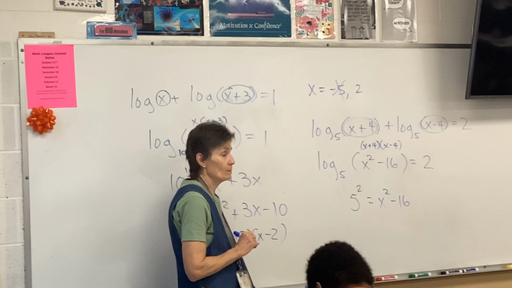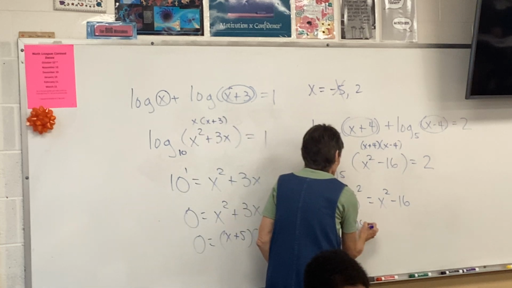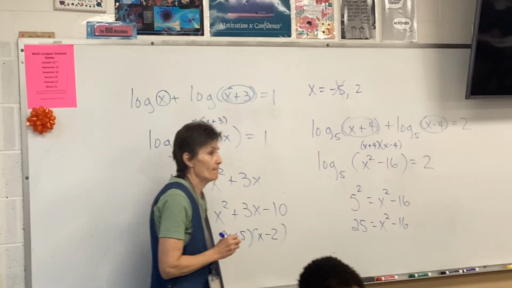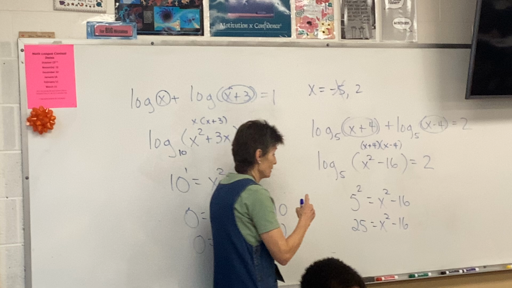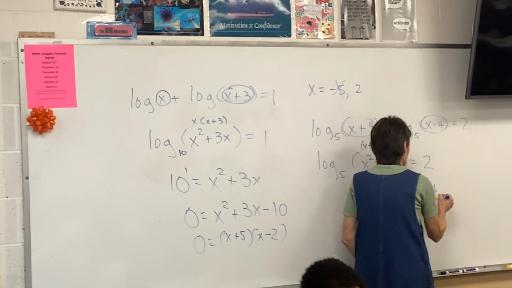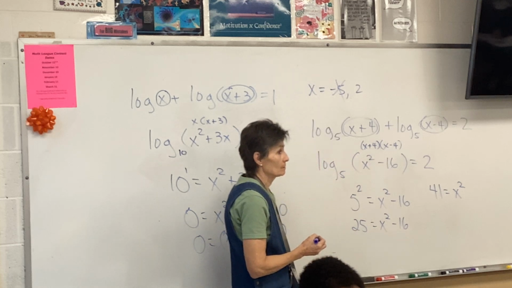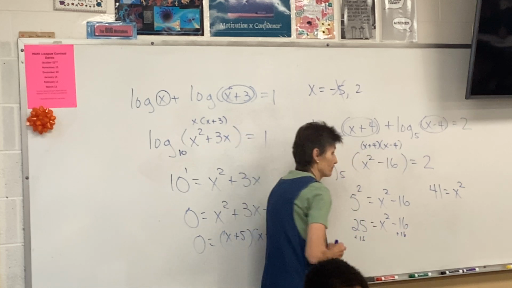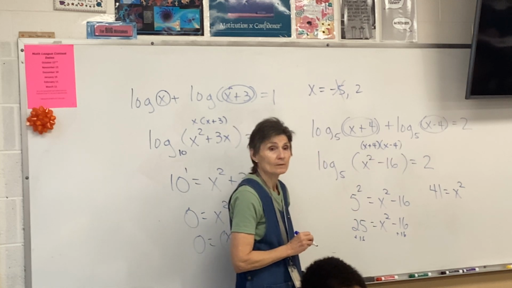Okay, now what? What do you want to do here? What's 5 squared? 25. Okay, how do we solve that? Add 16. So 41 equals x squared, if we add 16. And then what? Square root.